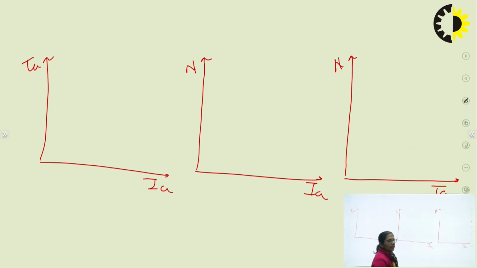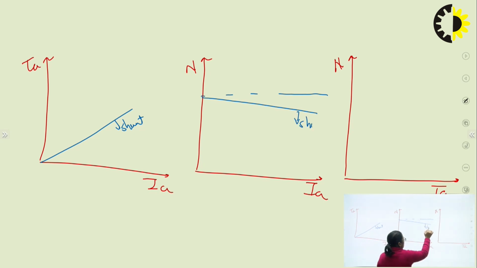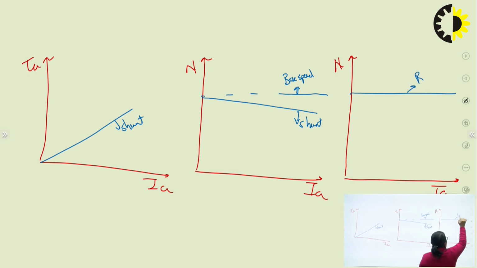So we have just seen that for a DC shunt motor, the torque is going to remain directly proportional, right? If it is the base speed, the speed is going to get decreased for a DC shunt. This is for a shunt characteristics. This is also for a shunt, having this as our base speed. Similarly, say this is our base speed and this would be the shunt characteristics.